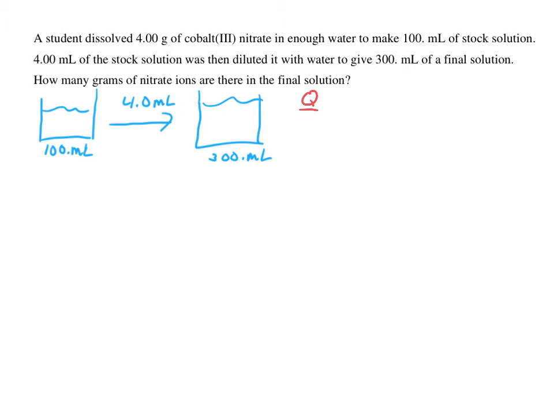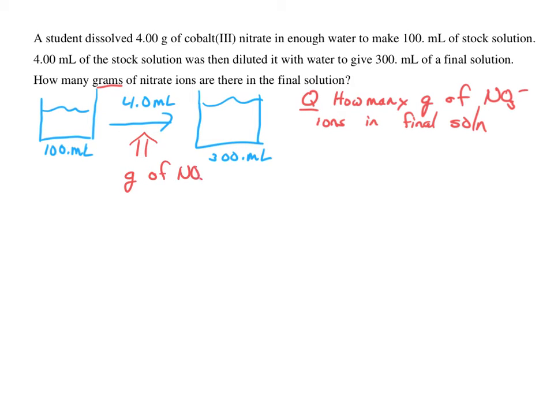The question asks us how many grams of nitrate ions are in the final solution. It's important to note that it's asking about grams, not concentration. So really all we need to do is to find out how many grams of nitrate ions are in 4 milliliters of the initial solution.